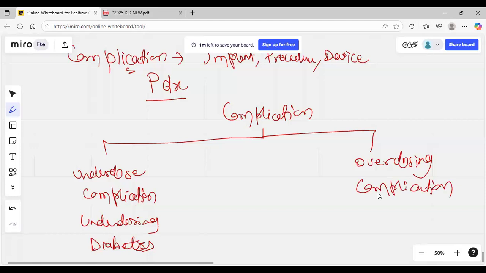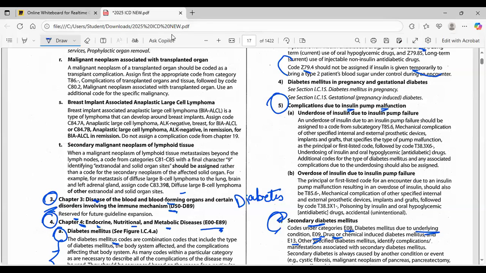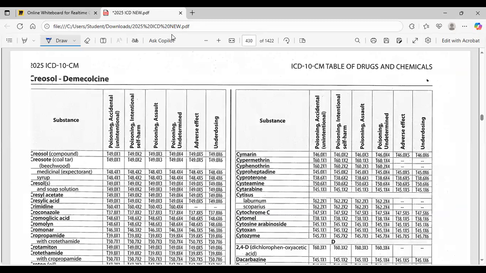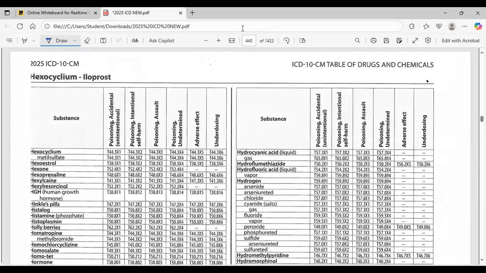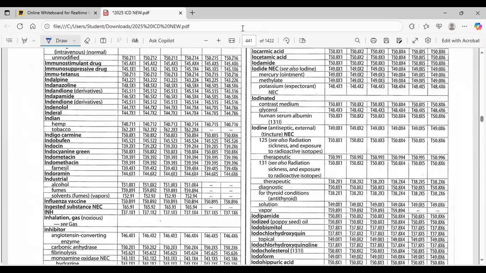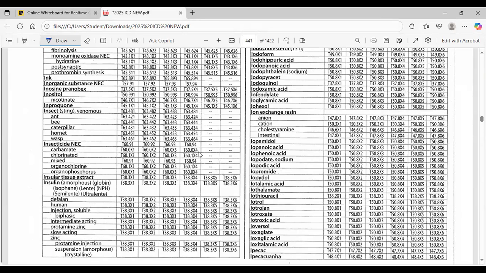Under complication, you will look for the insulin pump and then mechanical breakdown. For underdosing and overdosing of insulin, you have to refer to the table of drug and chemical. So we have the table of drug and chemical here. If due to the insulin pump failure or malfunction the patient is getting a high dose or a low dose of insulin, you have to code the complication first.